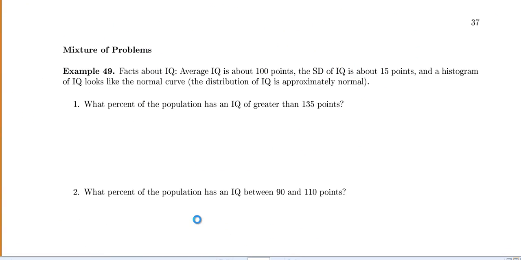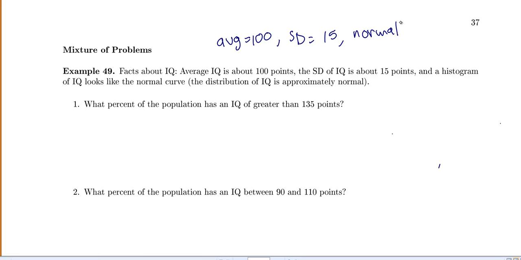So we've learned quite a bit. Now let's throw everything together, mix it all up. In example 49, we have some facts about IQ again. The average is 100 points. The standard deviation is 15. And the histogram of IQ looks like a normal curve. It's approximately normal, so we can go ahead and use the normal table to find our percentages.